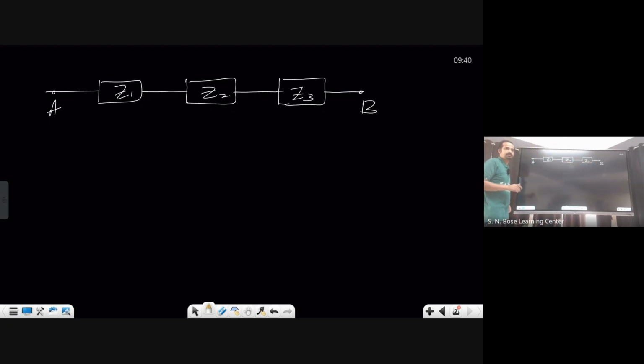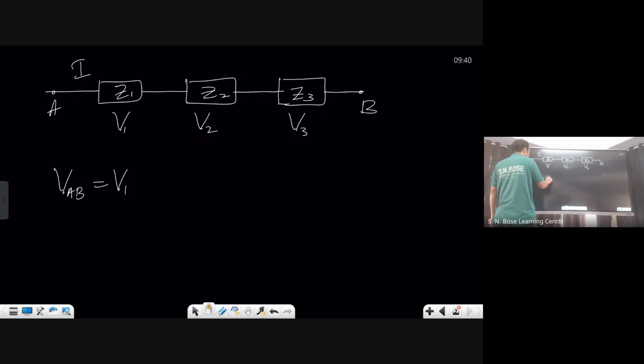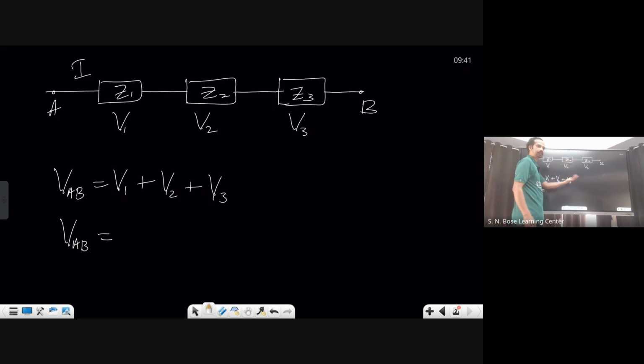Current is common, am I right? Current is common, so let us take current along the real axis and check where the voltage is. That's the logic. So I can write V1, V2, V3. Voltage across VAB is simply V1 plus V2 plus V3. That is IZ1, IZ2, IZ3. I can be taken outside: Z1 plus Z2 plus Z3.